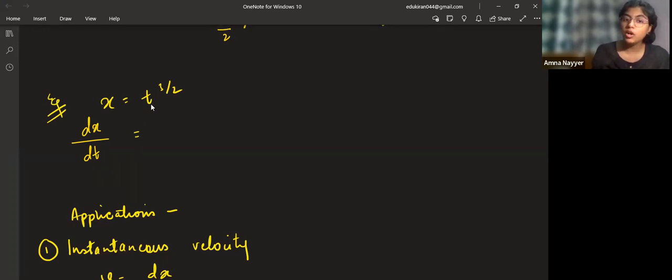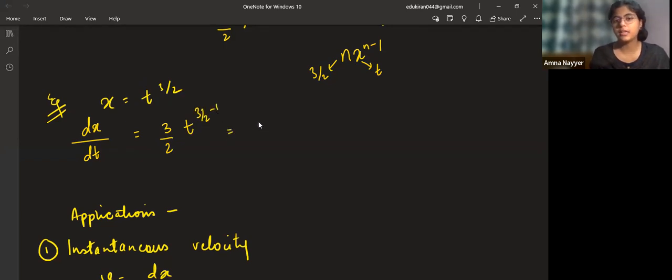Now look, the way we write n x to the power n minus 1, your n this time is 3 by 2 and x is t, right? This x is t. So n, that becomes 3 by 2. x here is t, to the power 3 by 2 minus 1. So what will it become? 3 by 2 t to the power half. Fine, like this we write n x to the power n minus 1.